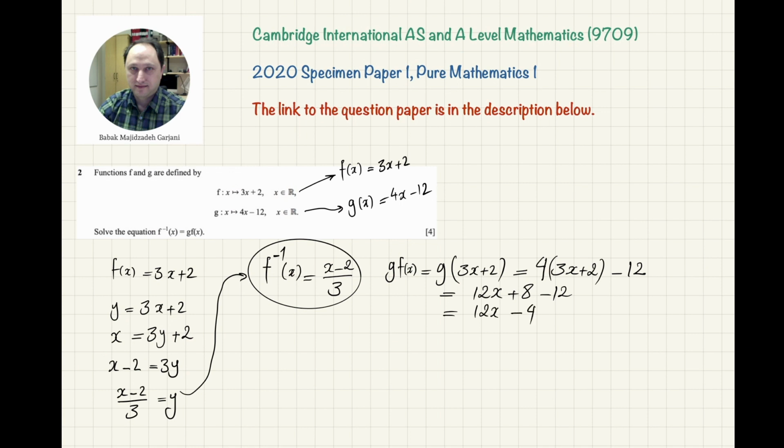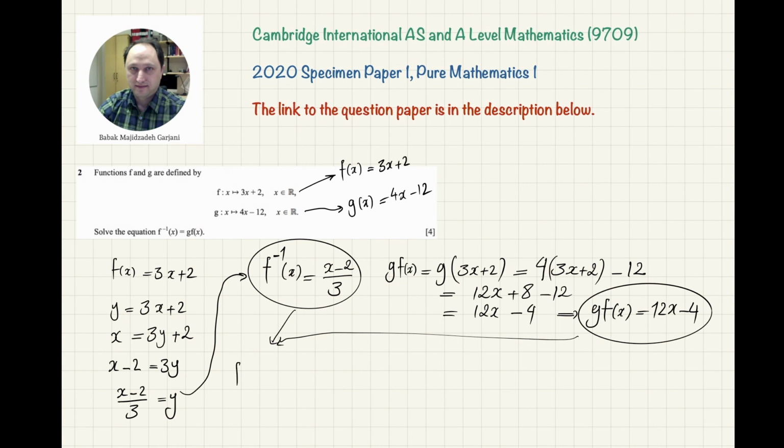So what I got is that g acting on f acting on x is equal to 12 times x minus 4. So this is gf of x. Now I have to equate them, because these two should be equal, and then I am going to find x. If I combine these two results, I can write f inverse of x equals gf of x, which implies that x minus 2 divided by 3 is equal to 12x minus 4.